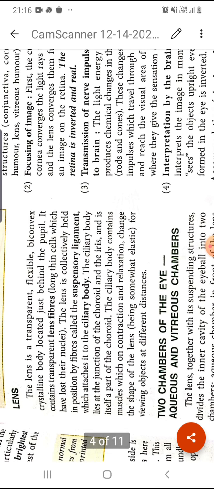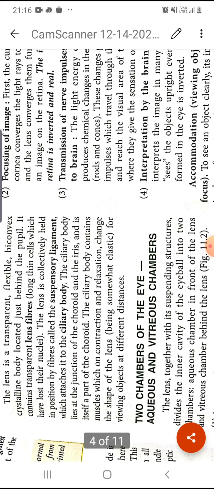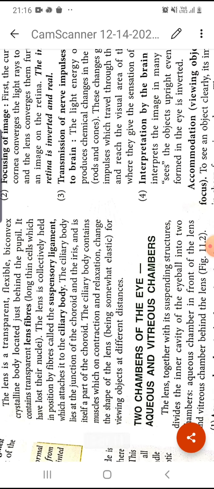Okay, now the lens. It is a transparent, flexible, biconvex crystalline body located just behind the pupil. It is attached to the ciliary body by suspensory ligaments. The ciliary body contains muscle which, on contraction and relaxation, changes the shape of the lens.